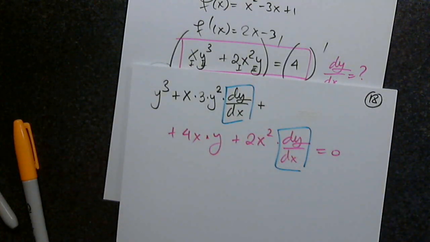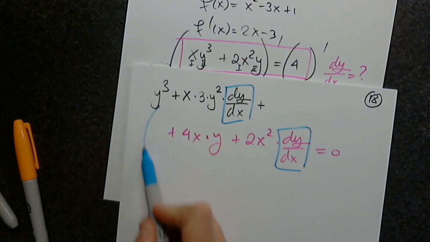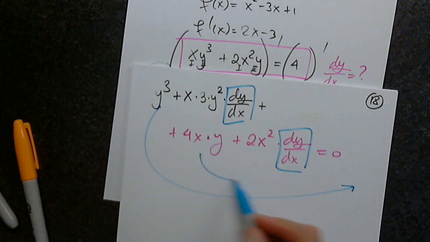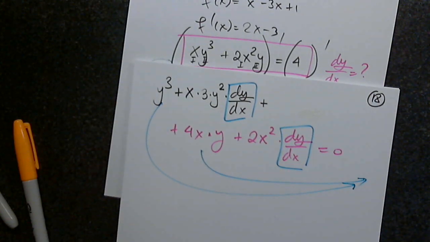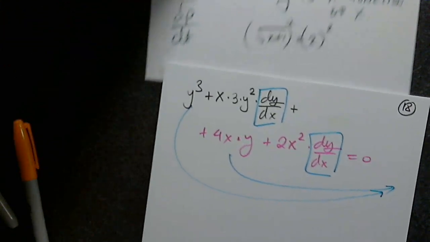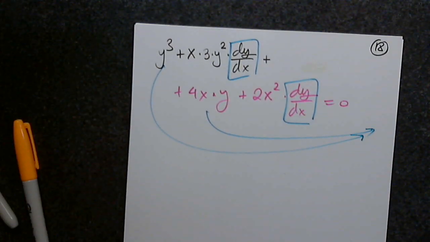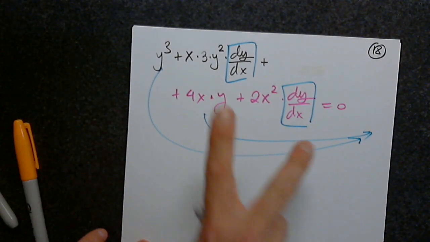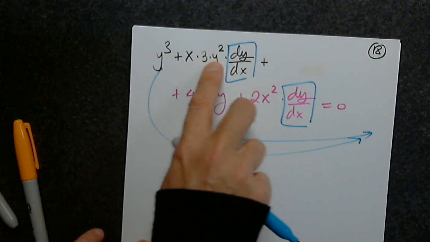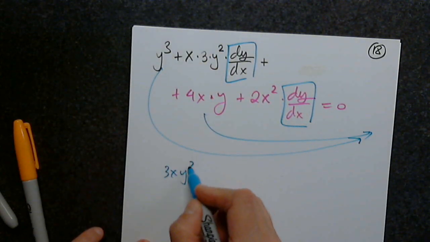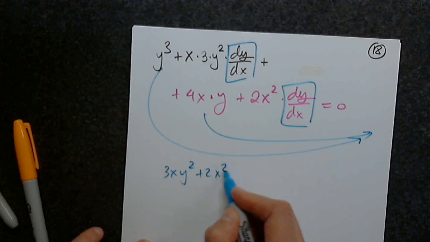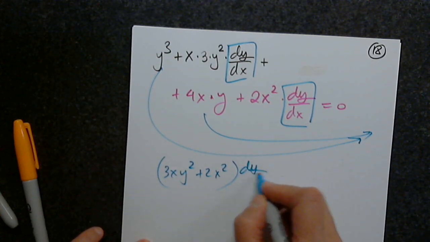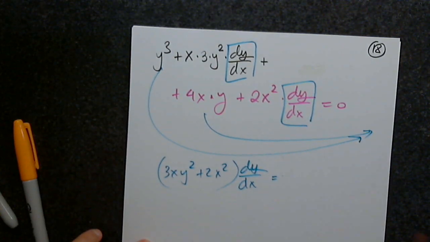So I'm going to move y cubed and 4xy to the right-hand side. Of course, they will change their sign. And factor out dy over dx from these two terms. So the first term is 3xy squared plus 2x squared, everything multiplied by dy over dx.